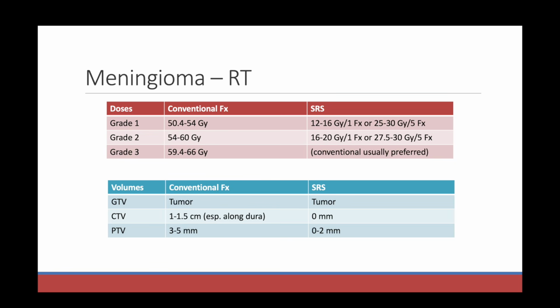The volumes are fairly straightforward too. So for conventional fractionation, you're just contouring the GTV, and then you're adding a 1 to 1.5 centimeter margin, especially along the dura, because you want to include a little bit of the dural tail, and then adding the same 3 to 5 millimeter PTV. For SRS, we often don't add any CTV margin, and then there is a 0 to 2 millimeter PTV margin depending on what machine you're treating on.